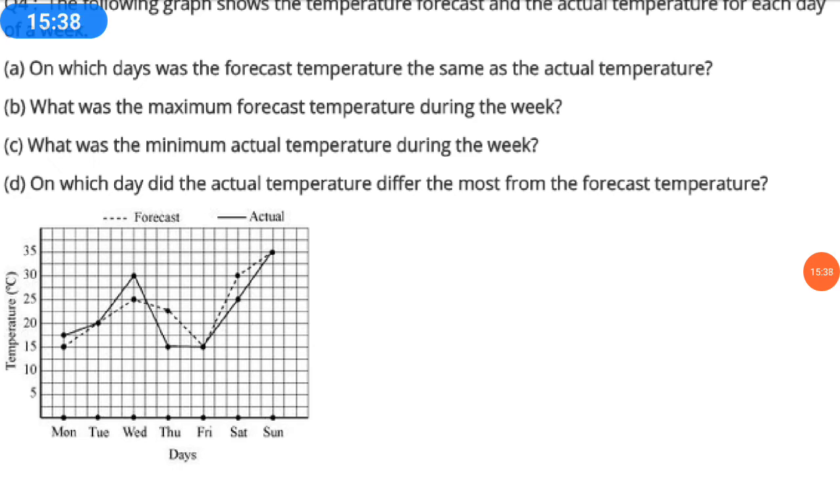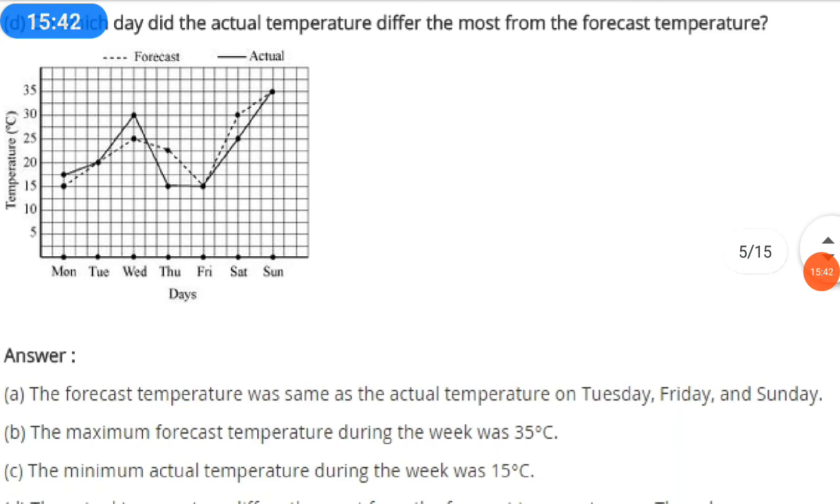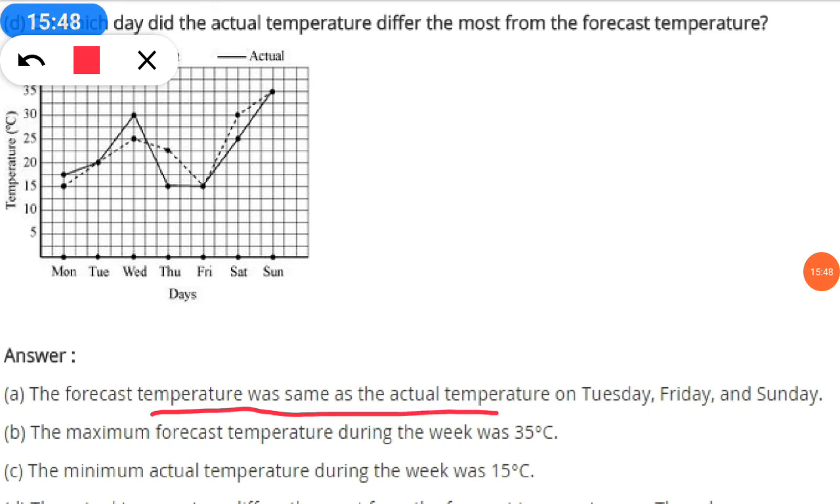So here the temperature is being mentioned, isn't it? You have to answer the following questions. So the graph is given. First part of the answer: the forecast temperature was the same as the actual temperature on Tuesday, Friday and Saturday. Okay, Tuesday, Friday and Saturday. Here is Tuesday, then Friday and Saturday. The temperature is the same.